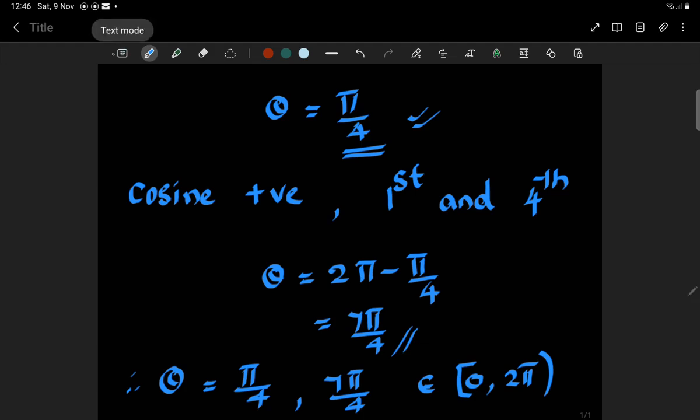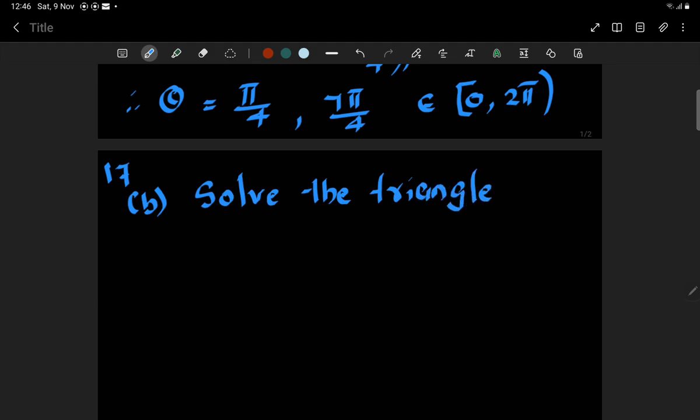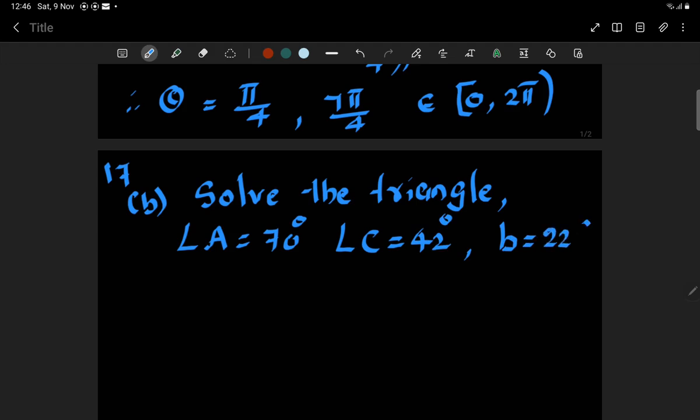Okay, then question number 2, that is question number 17, B part. The question is: solve the triangle, given that angle A is equal to 70 degrees, angle C is equal to 42 degrees, and side b is equal to 22 feet. Okay, these things are given in the question and they are asking to solve the triangle.